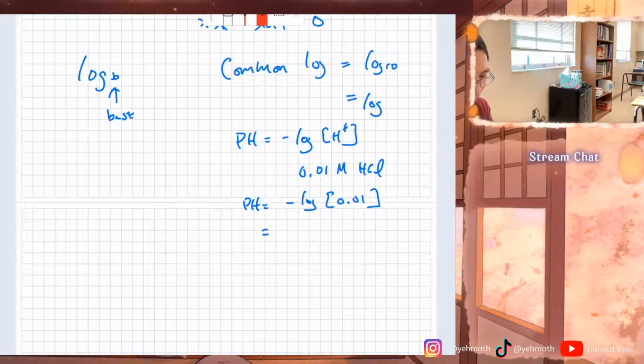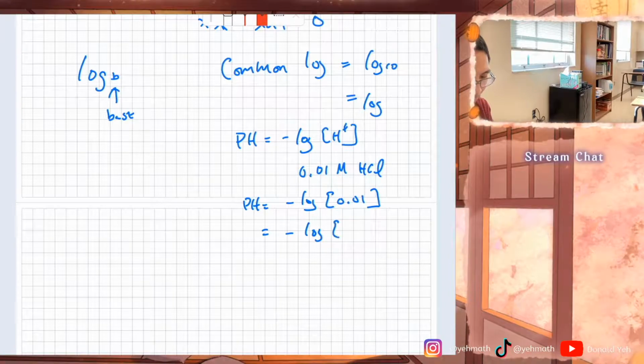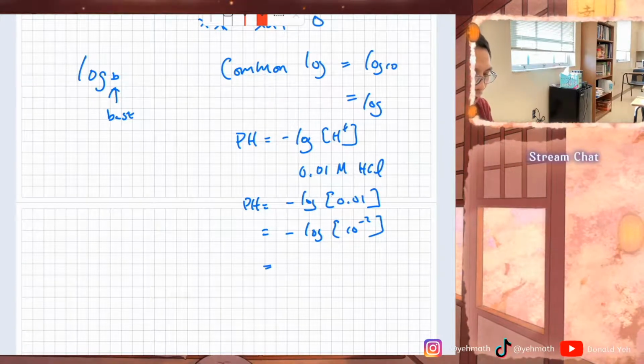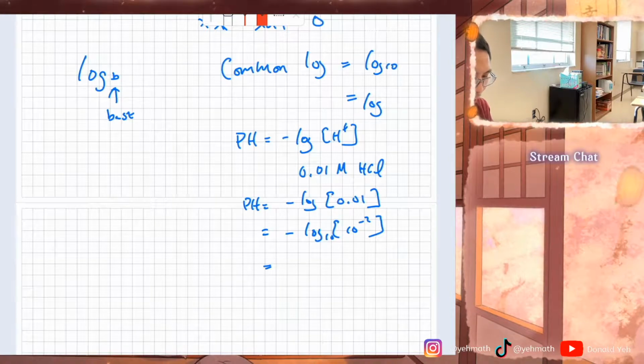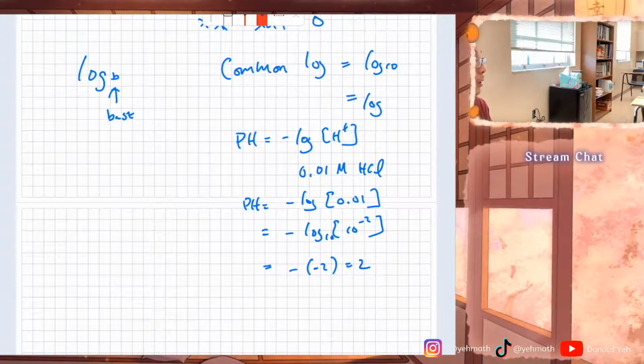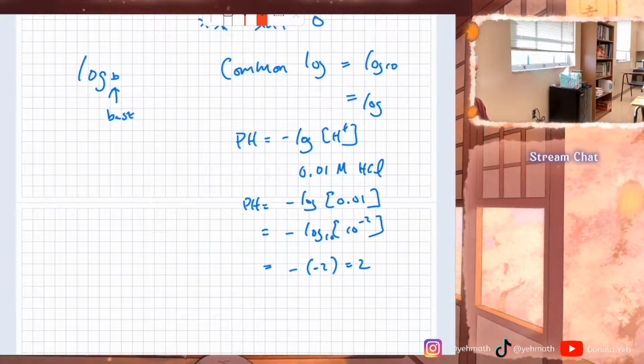So that's going to be negative log of 10 to the negative 2. So log base 10 and 10 cancel out, leaving negative 2. So that's going to be a pH of 2. A pH of 2 is like stomach acid. Stomach acid is probably 1 point something.